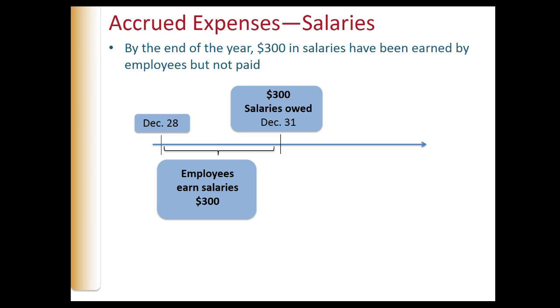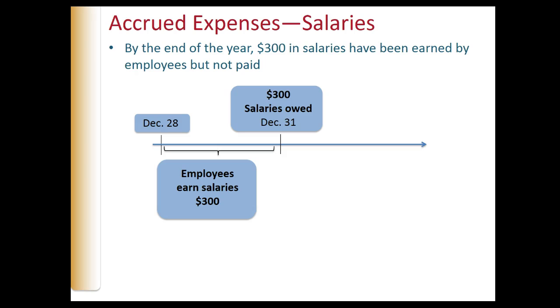Eagle pays total salaries to its employees of $100 per day. For the first 4 weeks of December, Transaction 9 on December 28th recorded these salaries as a debit to salaries expense and a credit to cash for $2,800. So the salaries were paid, but now we have 3 days in December, December 29th, December 30th, and December 31st, where employees earned additional salaries of $300.